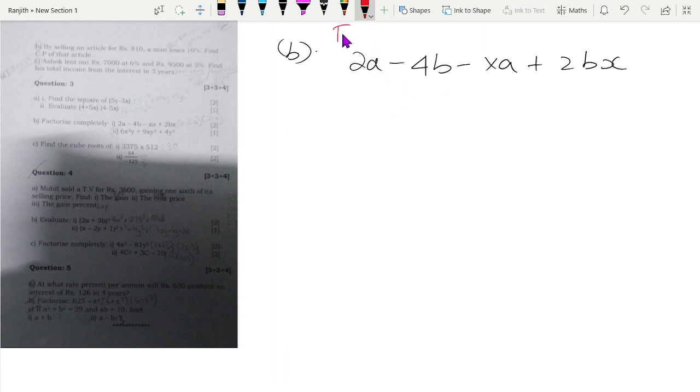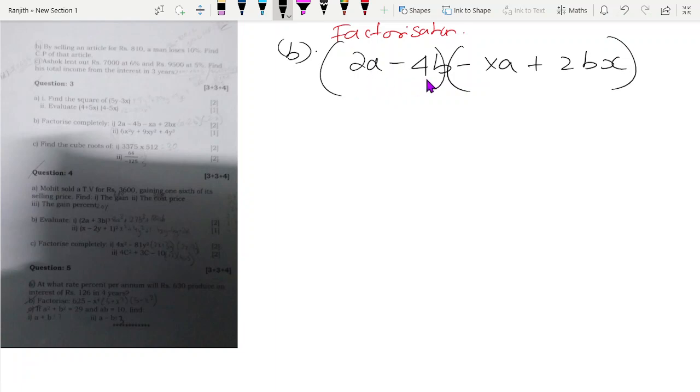Okay, now count how many terms are there. Factorization. How many terms are there in this, students? 4 terms. Okay, now which method do we use for 4 terms? Grouping. Now we use the grouping method. Group these two and these two. Only when there are even numbers of terms, 4, 6, 8, and 10, we use grouping. For all the values, we don't use grouping.